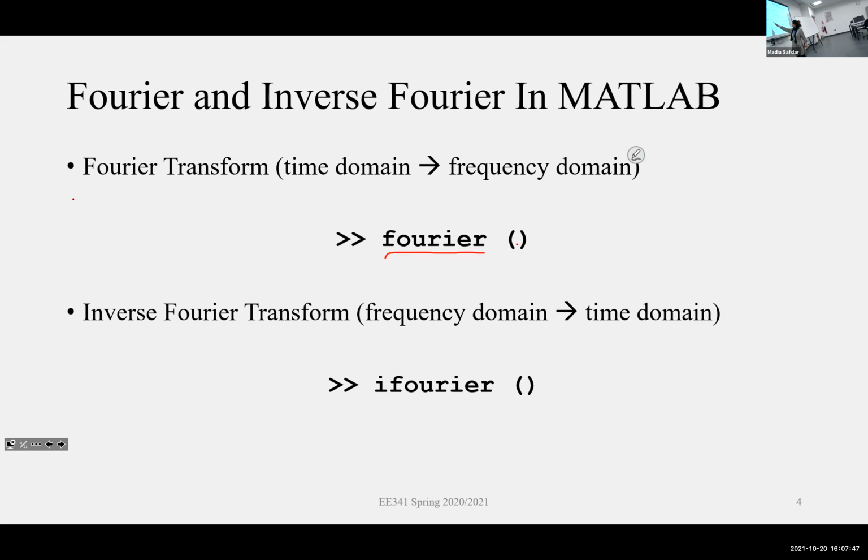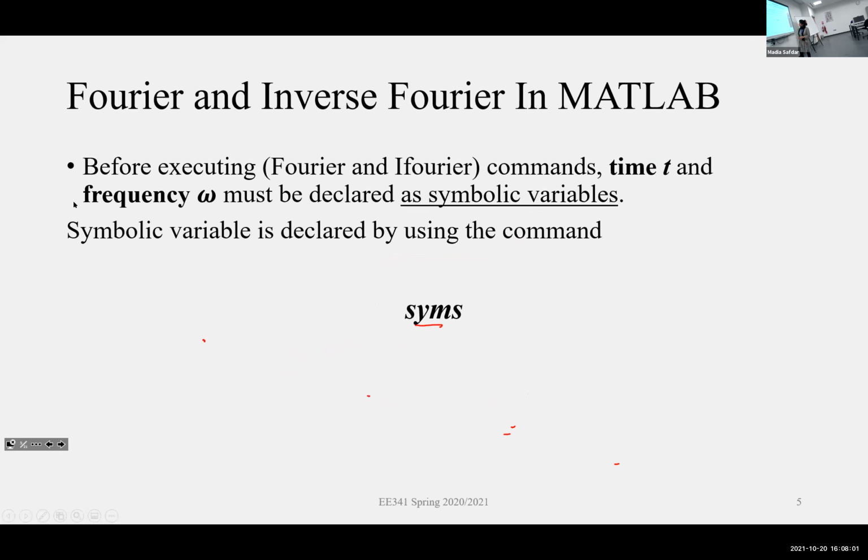Then the inverse Fourier transform is coming back to the time domain signal from the frequency domain. So in MATLAB, just write the command ifourier. This will give you the inverse Fourier transform. Before executing Fourier transform commands, the time variable t and omega should be declared as symbolic variables.